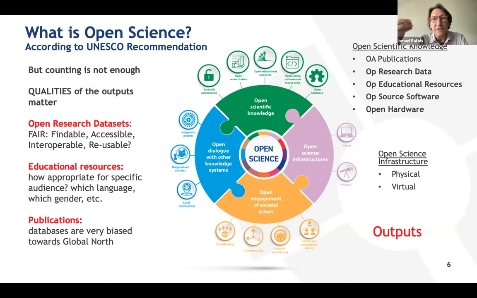So research databases which have extensive metadata are arguably more valuable than non-FAIR-compliant research databases. Educational resources would differ in their relative value according to whether they are filling gaps in terms of language, in terms of gender perspective, in terms of ethnic coverage. In terms of publications, we have a huge problem in that the databases that we have are very biased towards the global north. So we are going to miss many of the 193 countries if we stick with the mainstream databases. So this is for the outputs.